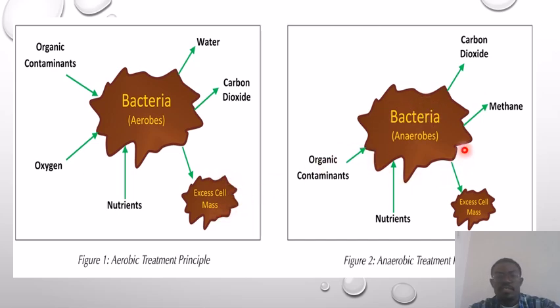Whereas in anaerobic processes, it makes use of beneficial bacteria called anaerobes. It's fed with organic contaminants but no oxygen, and it breaks this down into carbon dioxide and methane, which is the beneficial component for energy source, a beneficial energy source.